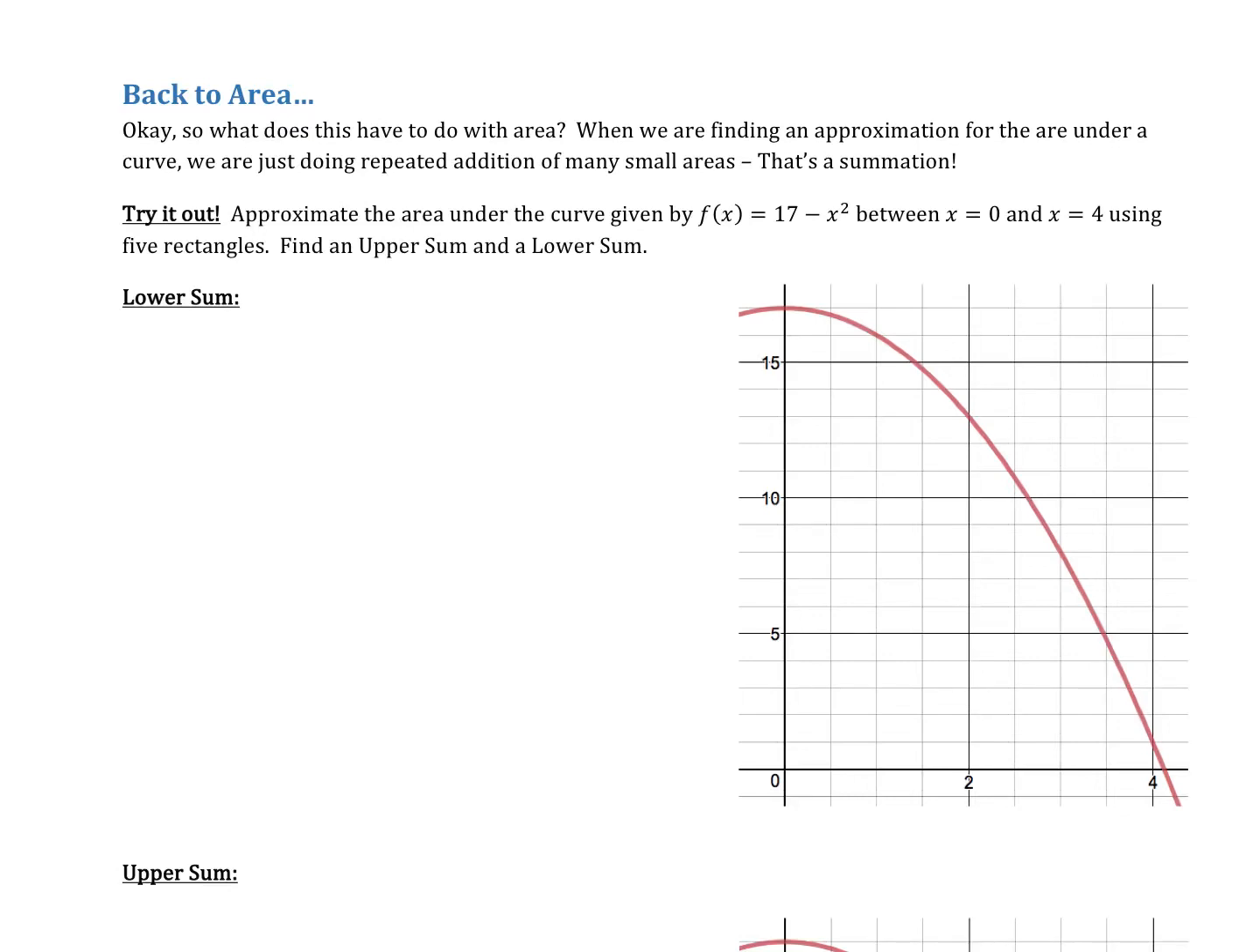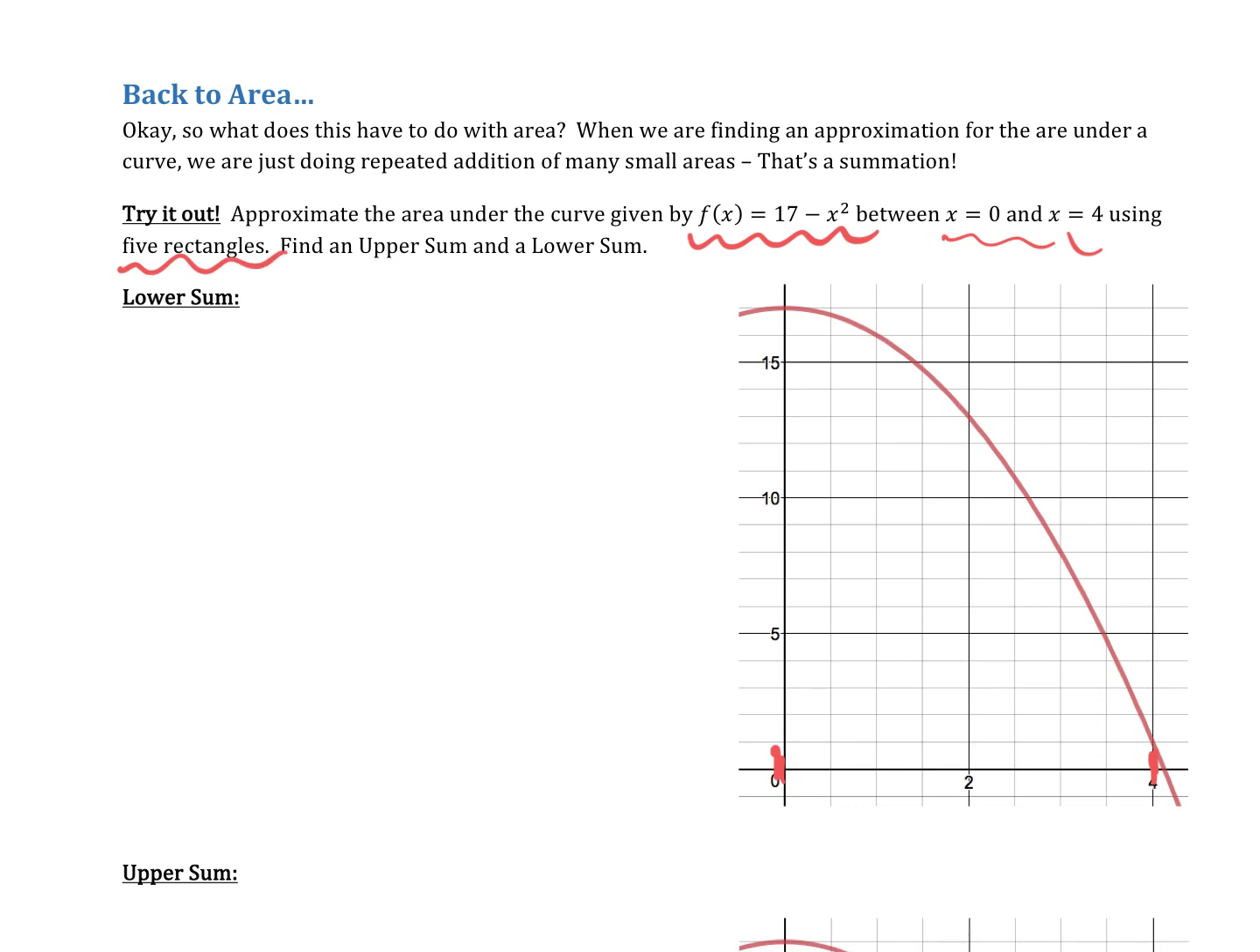So taking this back to area, we want to find these rectangles. We want to find the sum of these rectangles, all right? So we're going to look at our function that we had in the previous lesson, 17 minus x squared. We want to find the area under the curve from 0 to 4, all right? So we're going 0 to 4. And we're going to use 5 rectangles now.